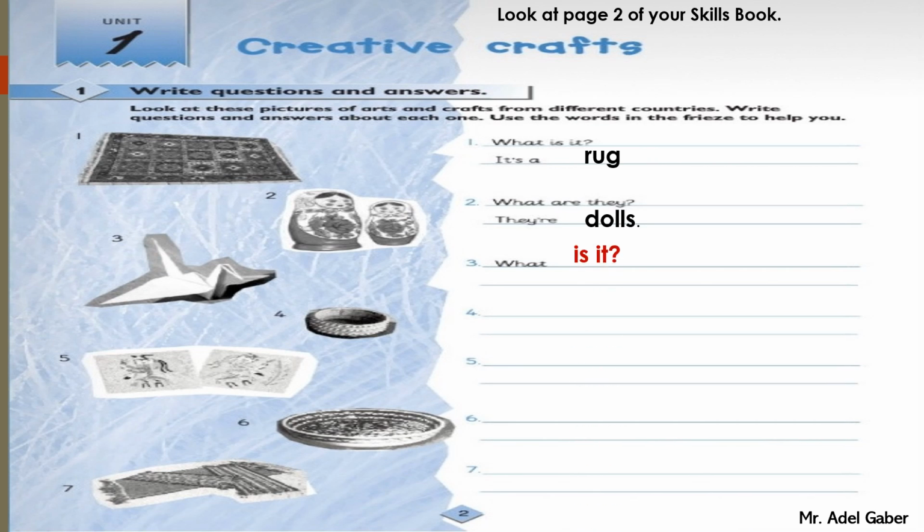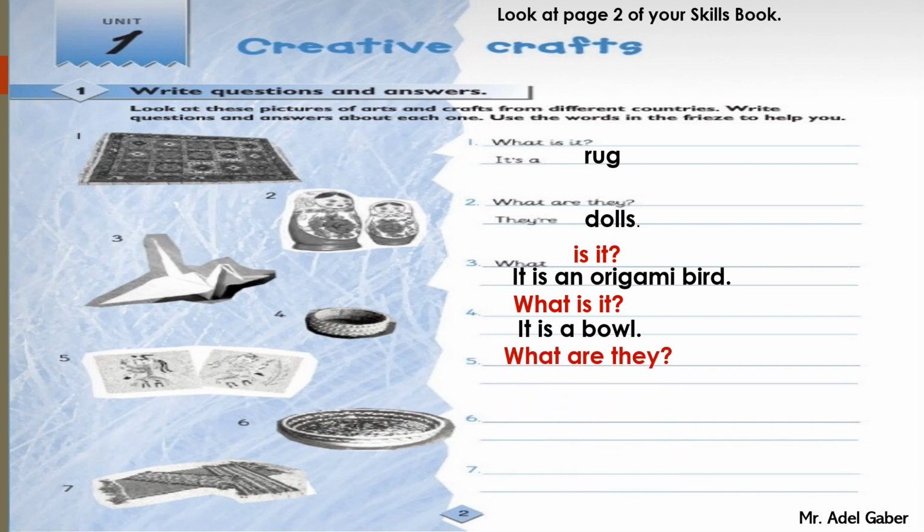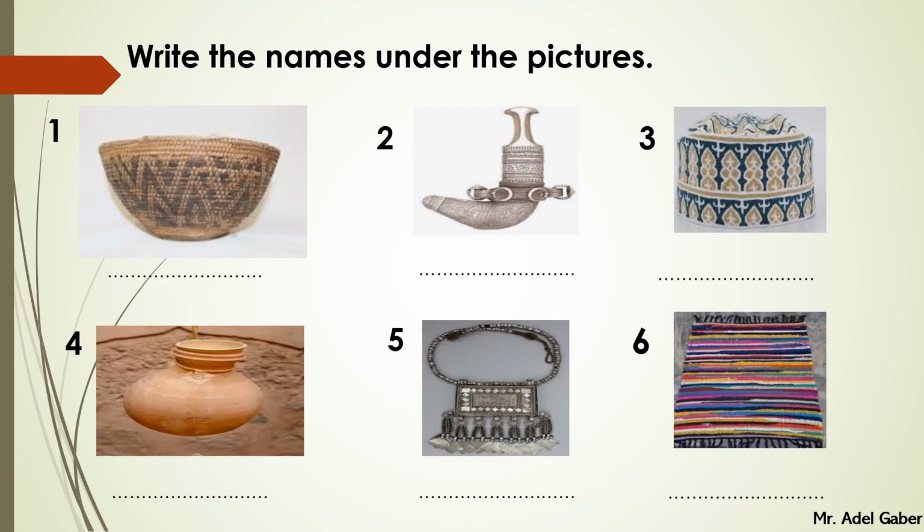Number 3. What is it? It is an origami bird. Number 4. What is it? It is a bowl. Number 5. What are they? They are sand paintings. Now you have number 6 and number 7. Write the questions and the answers yourself. Now you have a task to do. In your exercise book, write the names under the pictures.